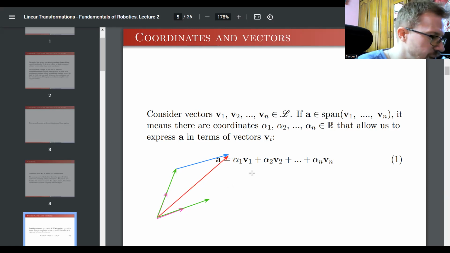So the red one is A. The pink vectors, small ones at the beginning, are v1, v2. Green ones are alpha 1 v1 and alpha 2 v2. And the red one is the addition of them using the geometric rules. You remember how in geometry we add vectors. The sum of two vectors is the diagonal of a parallelogram.